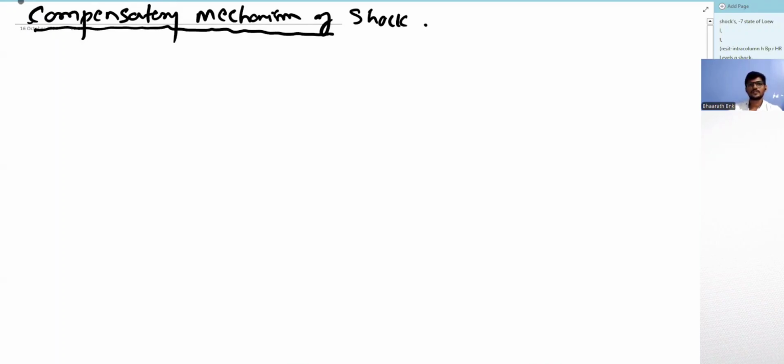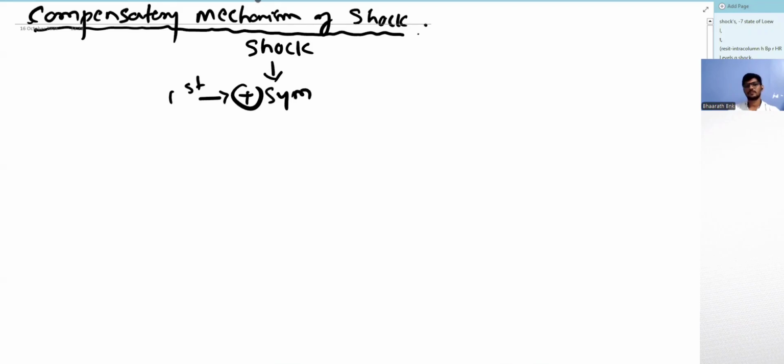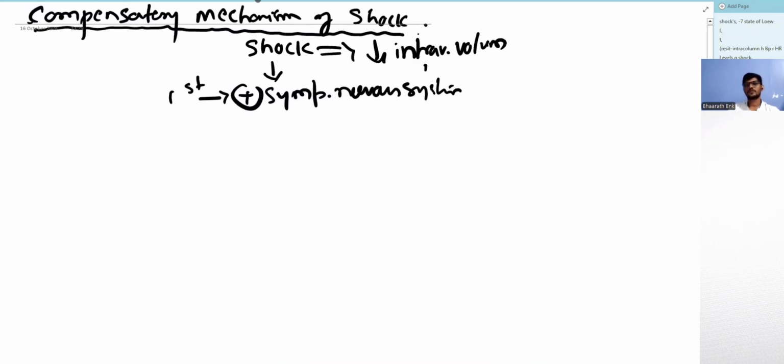So how does this shock get compensated? Once there is shock, the first thing that happens is stimulation of the sympathetic nervous system. Now, how this happens: shock is basically reduced intravascular volume, and reduced volume means reduced pressure. Because it is the pressure which is exerted by the column of blood onto the blood vessel, if volume is reduced, obviously pressure is reduced.